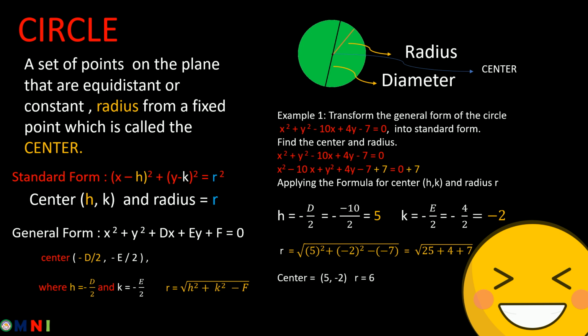So we have here the center, which is (5, negative 2), and the radius of 6. Changing it to standard form: x minus the h, which is 5, squared, plus y minus the k, which is negative 2, then squared, equals 36. Simplifying it, (x minus 5) squared plus (y plus 2) squared equals 36. It becomes plus 2 because negative times negative is positive. Okay, so that's one example of solving circle problems. Okay, so let's proceed.